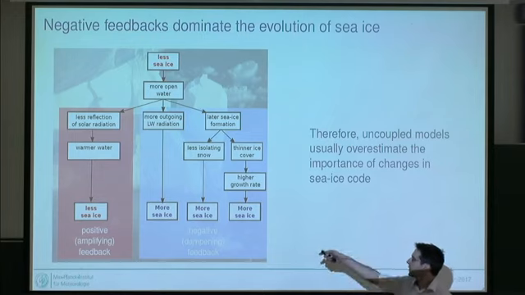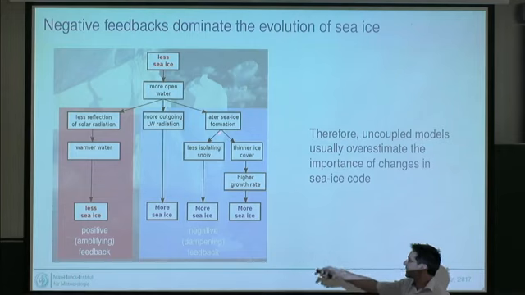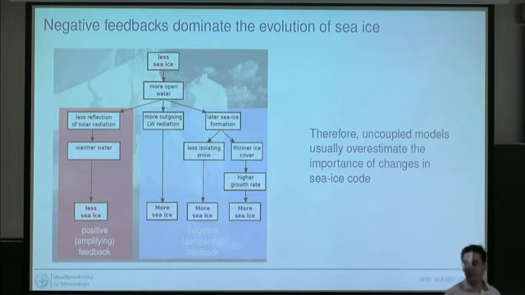For example, we have more outgoing long-wave radiation. We have later sea ice formation, so we have less insulating snow, and we get more sea ice. We have a thinner ice cover, we get a higher growth rate, we get more sea ice. And these dominating negative feedbacks really are the key reason for why whatever we do to a sea ice model in our climate models doesn't really matter too much for the rest of the climate system.